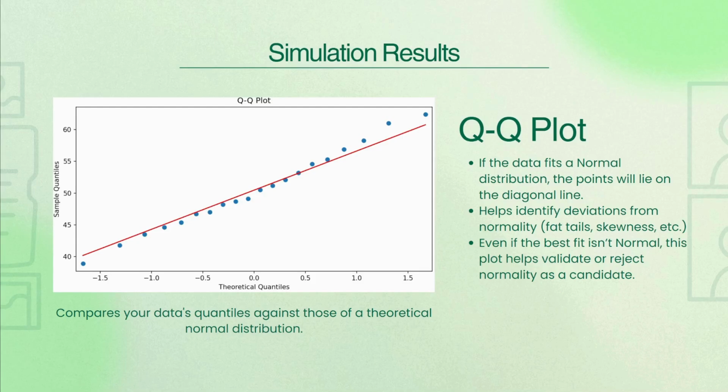Then lastly, we have the QQ plot. It compares your data's quantiles against those of the theoretical normal distribution. If the data fits a normal distribution, the points will lie on the diagonal line. It also helps to identify deviations from normality, such as fat tails, skewness, and so on. So even if the best fit isn't normal, this plot helps validate or reject normality as a candidate. Together, these four graphs help us visually and statistically check common patterns and what best describes the data, making it easier for us to choose the right model or assumption for the analysis.